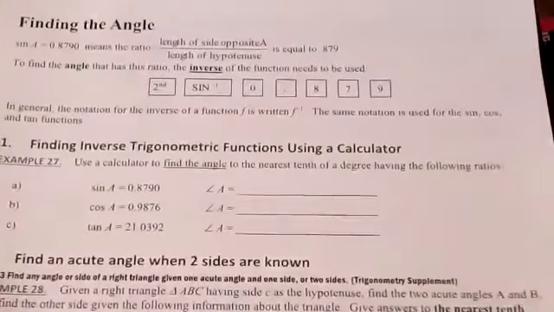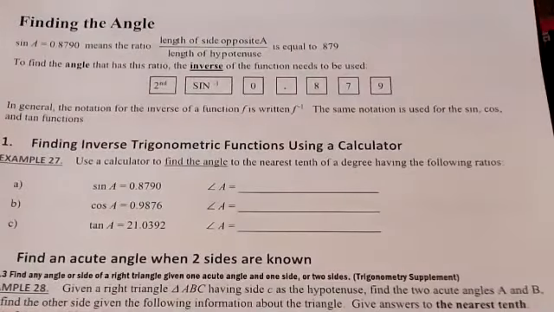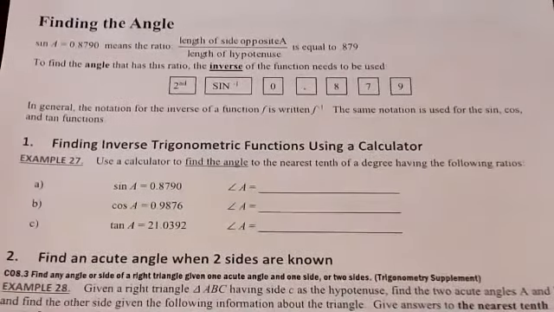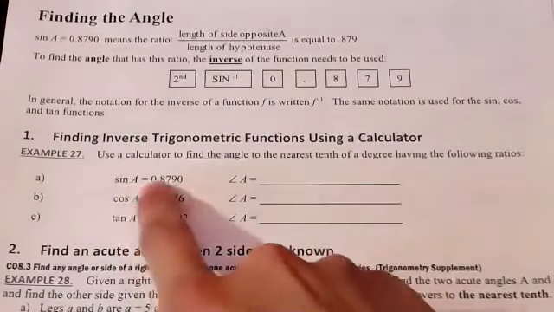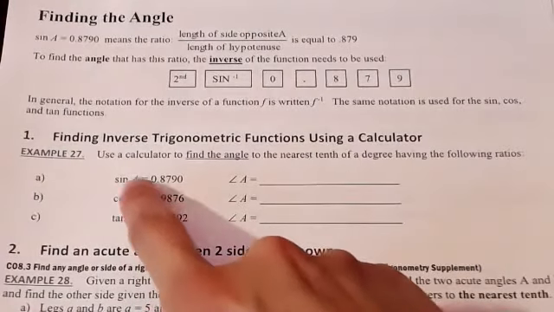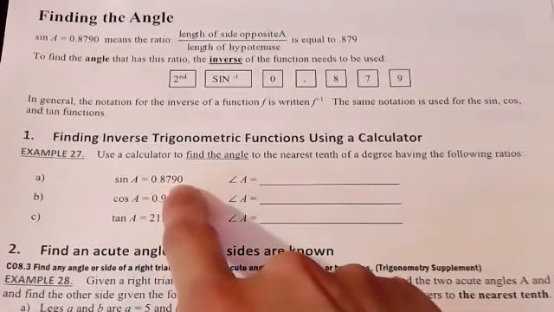Okay. We're now ready to find the angle itself. So this part is actually really, really easy. You just punch it into your calculator. Like you have to let your calculator do it for you, right? So for instance, let's look at this first equation. We have sine of A is equal to 0.8790.